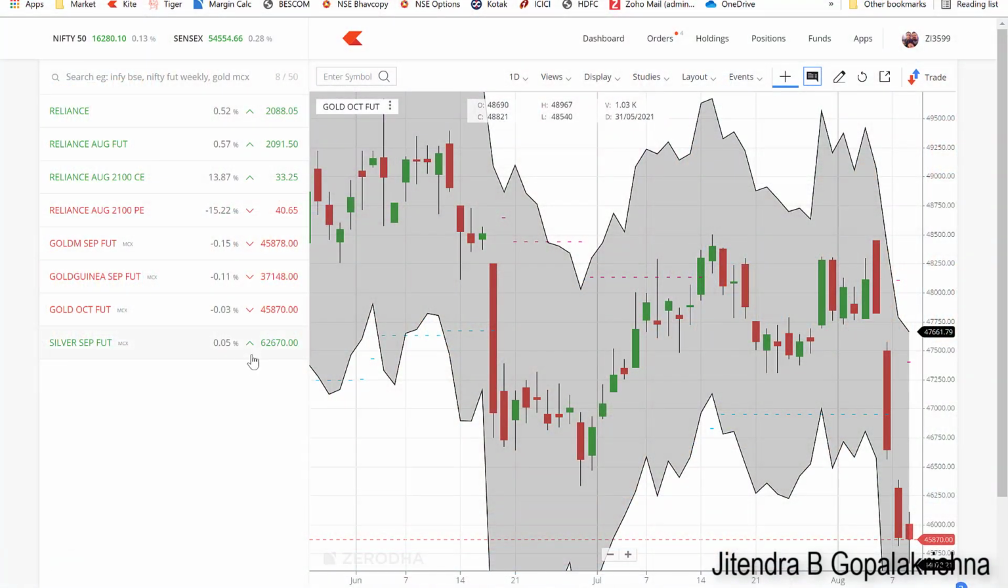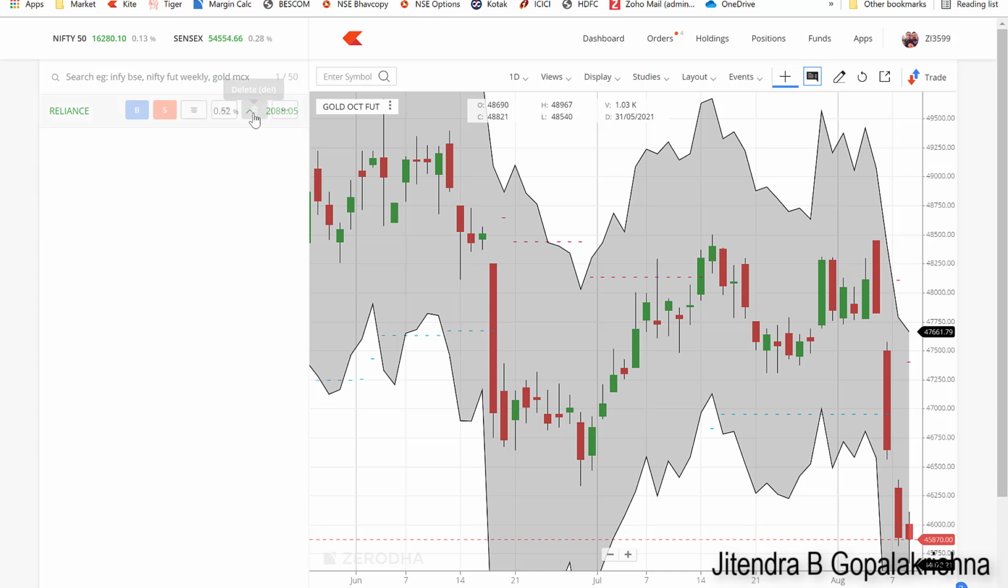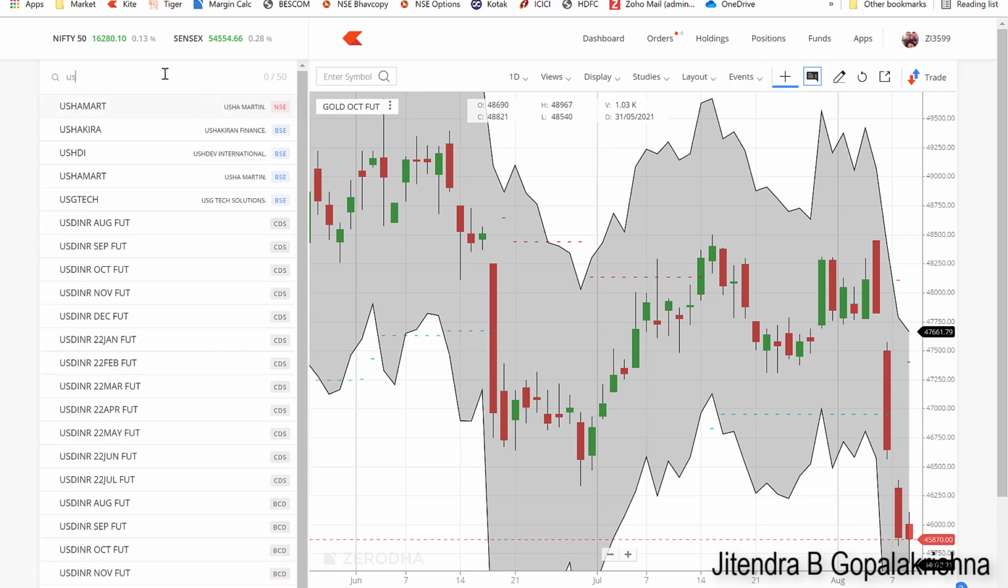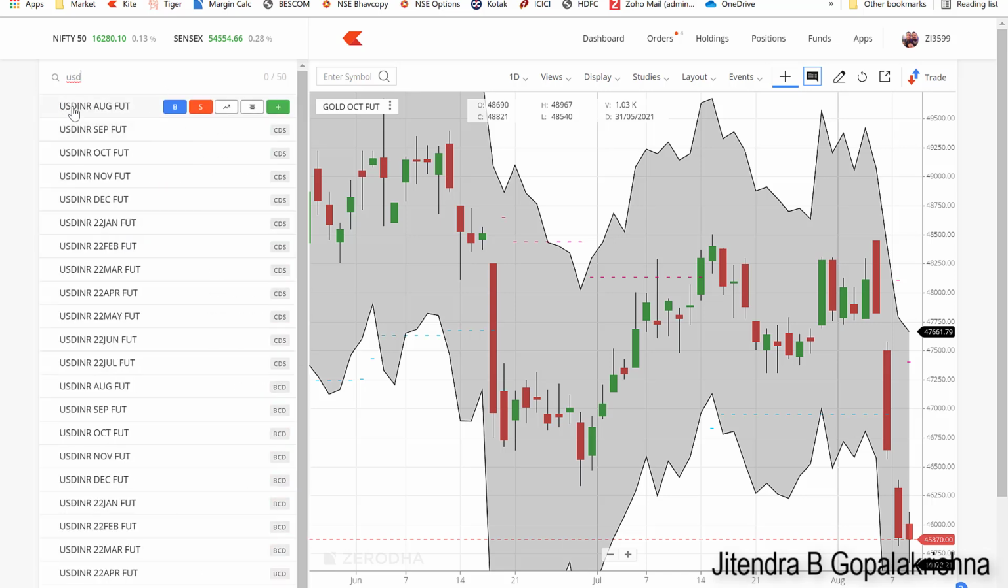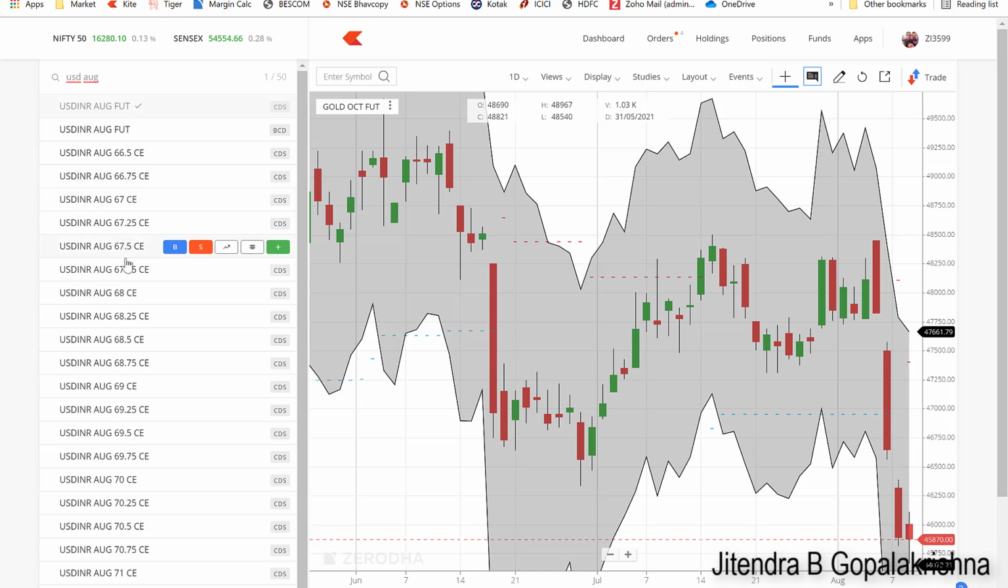Now let's look at how they really appear in the market watch. I'm going to delete all of these here. We finished seeing futures and options with respect to this thing. Now if I type USD, look at here, USD INR August future, right? And then I have September. Again, multiple contracts are available, so it has different expiry dates, right? Along with that, if I type August, I also will get, see here, CE and PE.